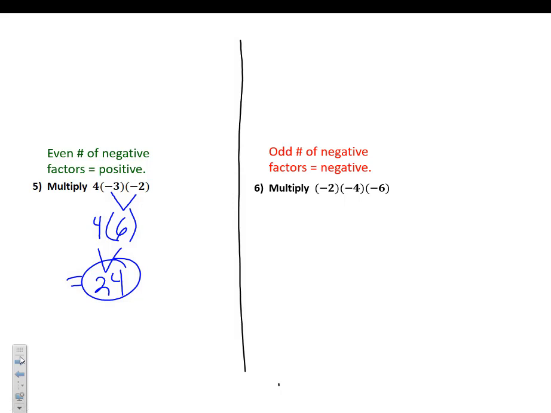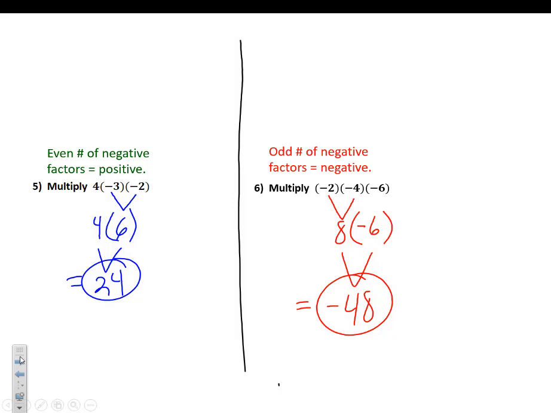Again, multiplying this, I have a negative 2 times a negative 4. I'm multiplying, the signs are the same. 2 times 4 is 8. Since we have the same signs, it is a positive 8, and I still have to multiply that by a negative 6. I'm multiplying. The signs are different, positive times a negative, so my answer is going to be negative. 8 times 6 is 48. Since I have different signs, my answer is negative 48. Go ahead and pause the video. Please make sure you write down those sentences above examples 5 and 6, and then copy down the examples before you join me for the next slide of examples.